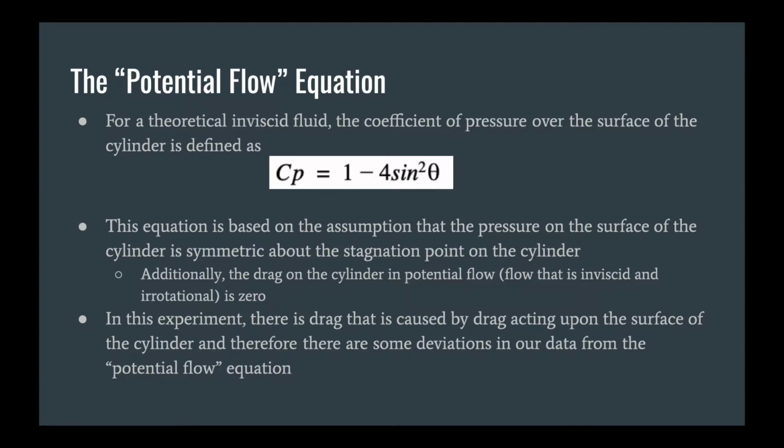For our experiment, we referred to the potential flow equation, which explains the relationship between the coefficient of pressure over the surface of the cylinder and the position of the port on the surface of the cylinder. The equation comes from the assumption that the pressure is symmetric over the stagnation point that is on the front of the cylinder. Also, it is assumed that the drag on the cylinder under inviscid flow is zero. On the other hand, there was drag due to pressure acting on the surface of the cylinder for our experiment, and so there were certainly deviations in our data from this particular equation.